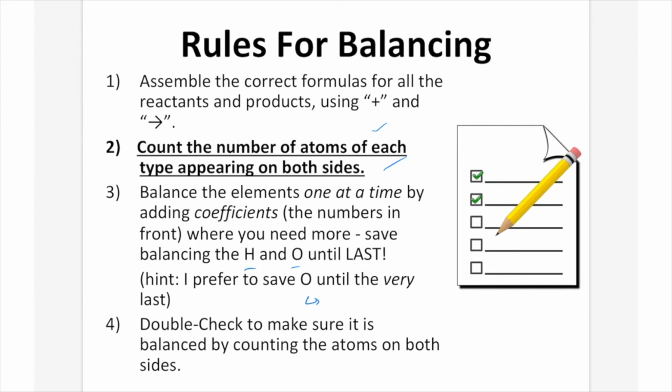However, if there's any element on its own, let's just say that there was an Na on its own, that would be the one that we always leave last because it's super easy to balance. We can put any number in front and we don't need to worry about doubling up or messing up everything else on the other side of the equation, which we'll see as we move on. And then we're going to double check to make sure it's balanced by counting the atoms on both sides.